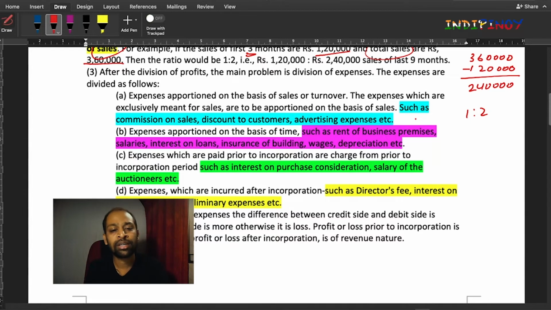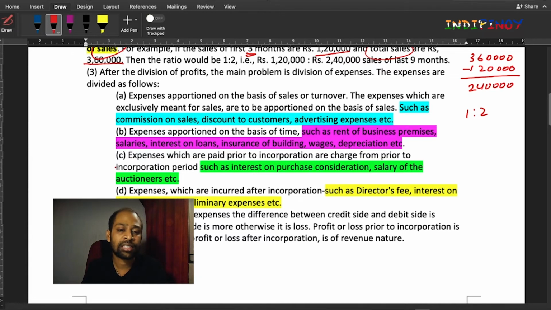The second part here is expenses appropriated on the basis of time. For example, rent for a month, salaries paid for a month, interest on loans most probably for a year, insurance on business 6 months, 1 year, 3 months, it all depends, and wages, maybe daily wages, and depreciation of machinery or whatever you're depreciating based on time.